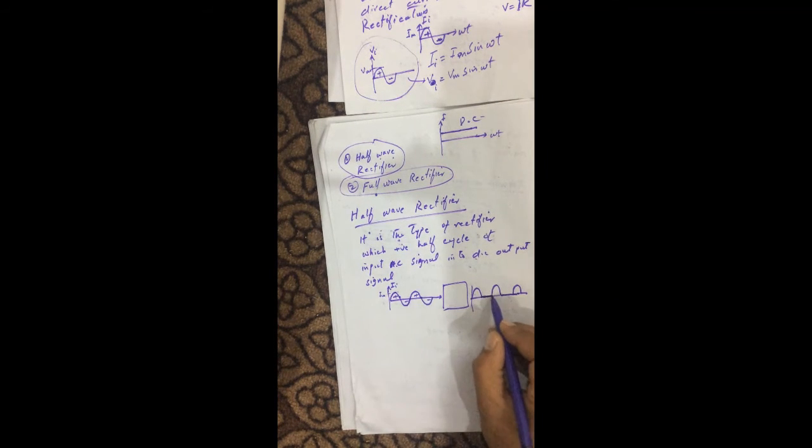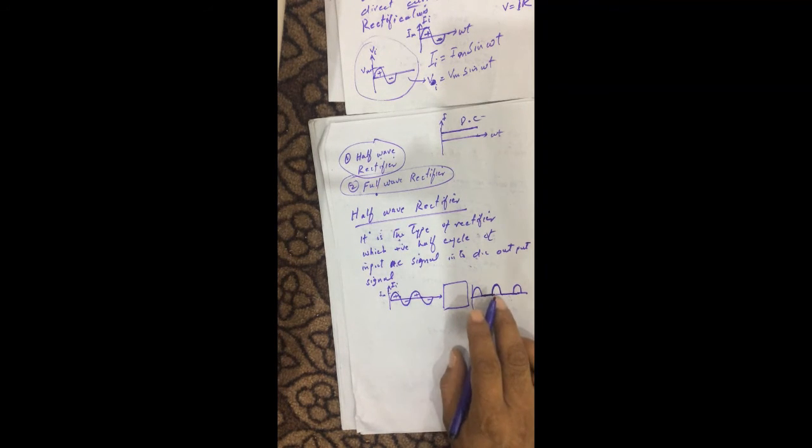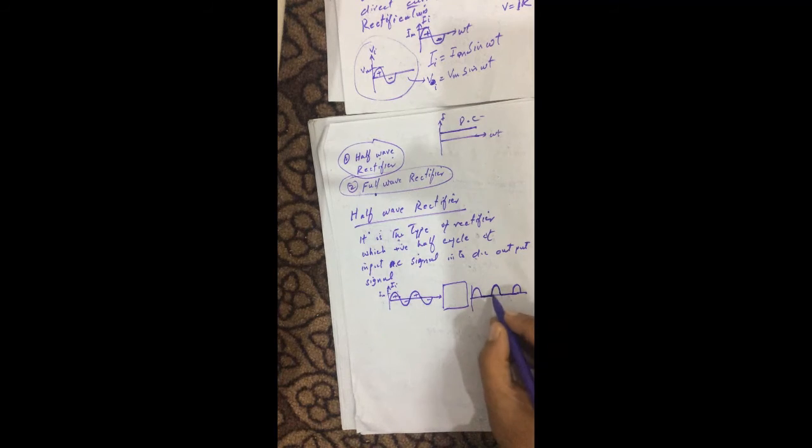There is no negative half cycle. Then again positive cycle is allowed through, it passes through this device while the negative half cycle is blocked again, and then again we have positive cycle and negative cycle is blocked. So this type of device is called half wave rectifier.